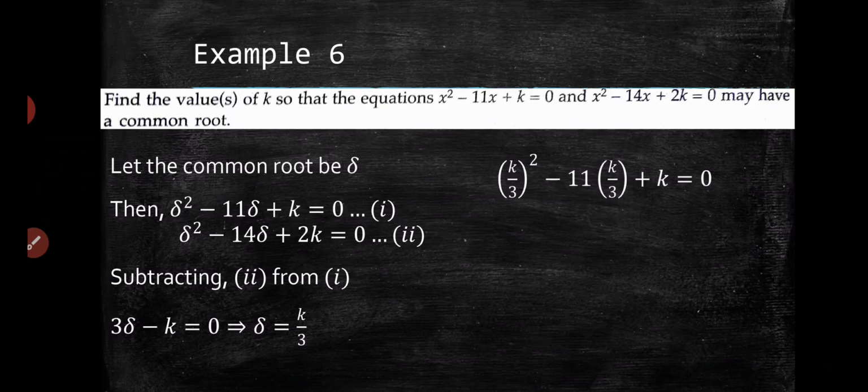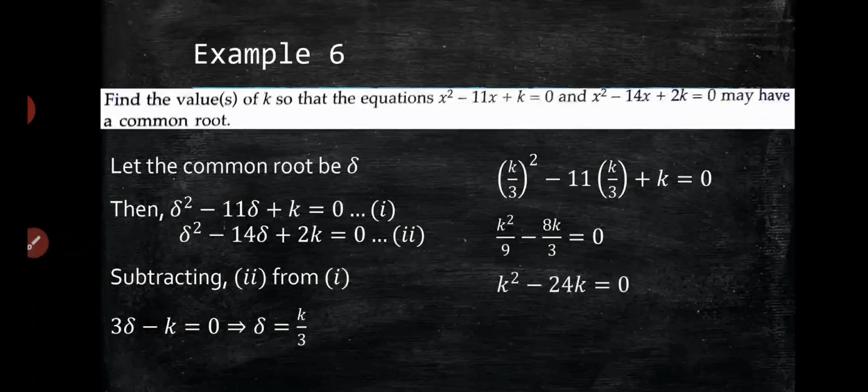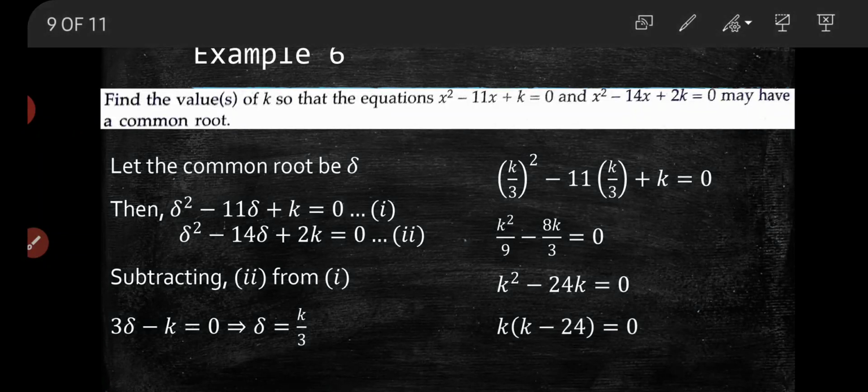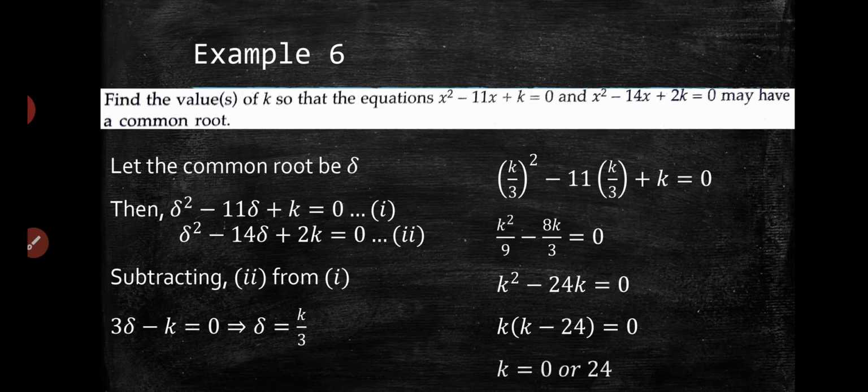So let us put in the first one. So k by 3 whole square minus 11 into k by 3, plus k equals to 0. Then again that gives you k square by 9 minus 8k by 3, that is equals to 0. So from there I get k square minus 24k equals to 0, and hence the value of k is either 0 or 24. Fine. Simple problem. Next, number 7.